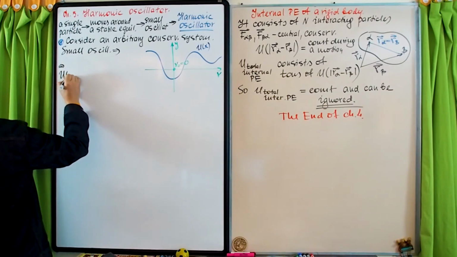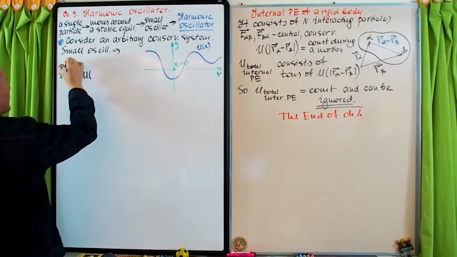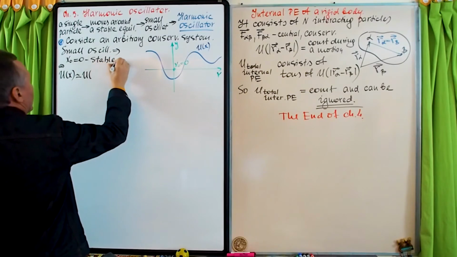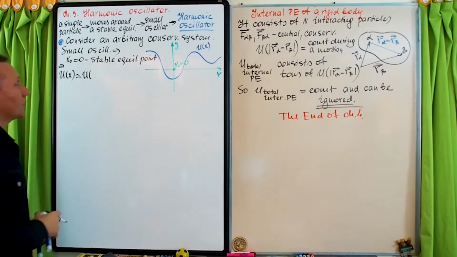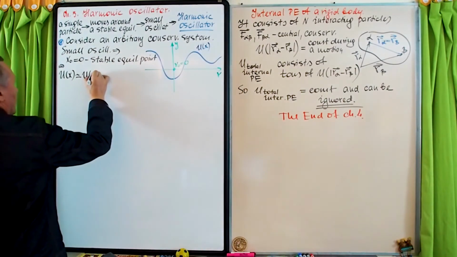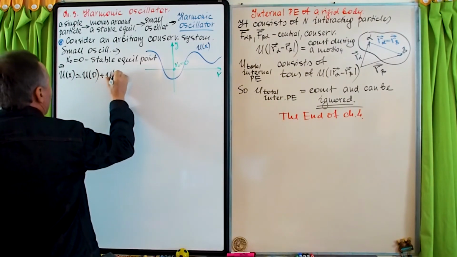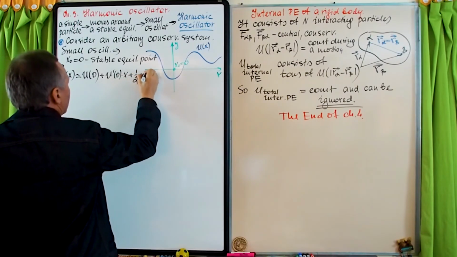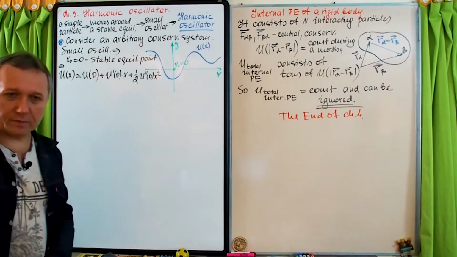So U as a function of x is approximately equal to U around x naught equals 0, and that is the stable equilibrium point, because I position the origin there, plus U prime at 0 times x, plus 1 over 2 U double prime at 0 times x squared, and of course, plus blah, blah, blah.